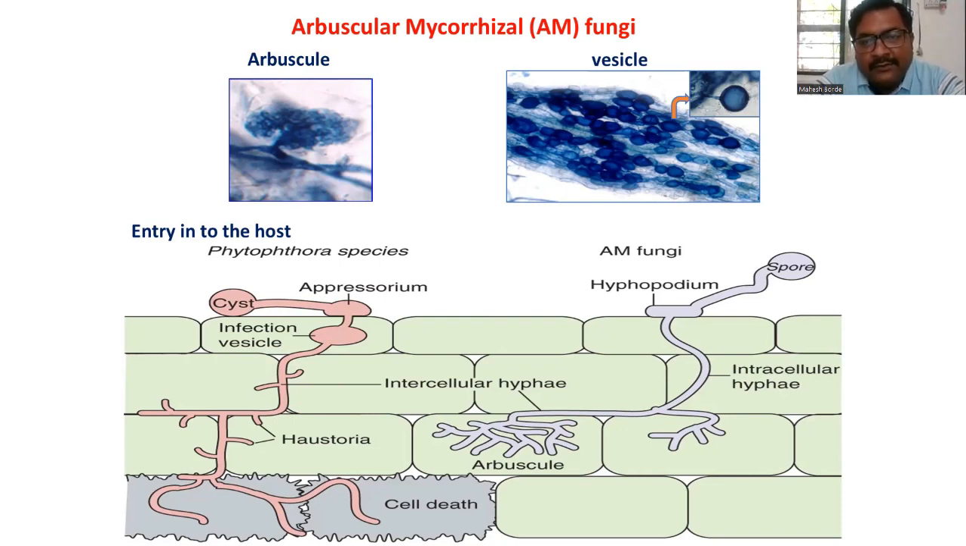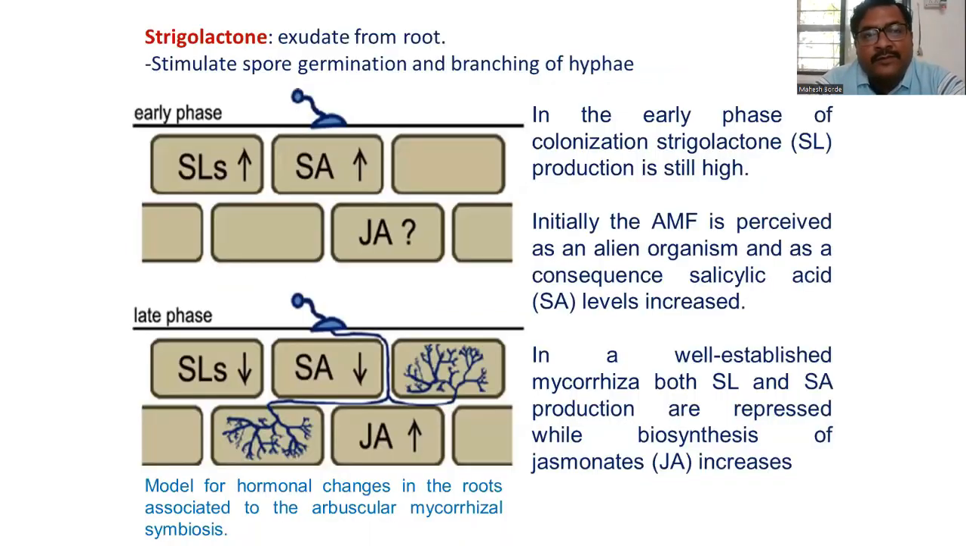So before establishment, what exactly is the signal they recognize from the plant? Mostly, when the plant roots are growing within the soil, they produce some exudate. And that exudate contains one of the phytohormones, that is strigolactone. Actually, this strigolactone was first reported from a Striga plant, and later on, it was named a plant hormone. So mostly in the plant root exudate, this strigolactone is present.